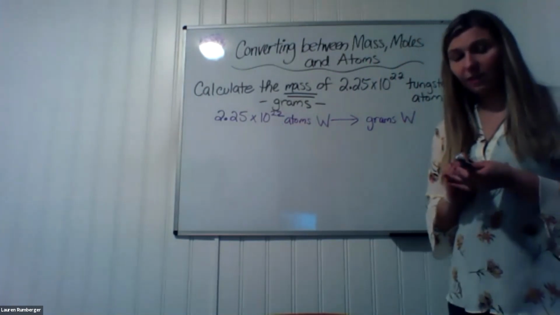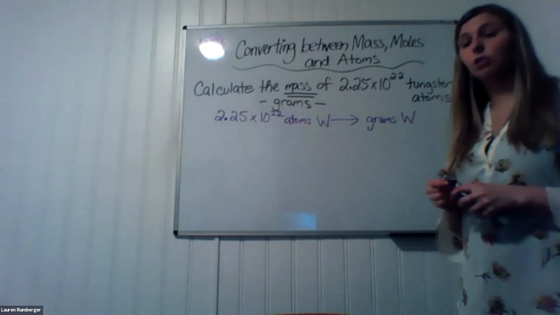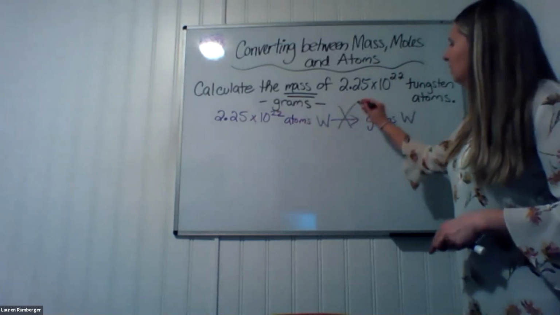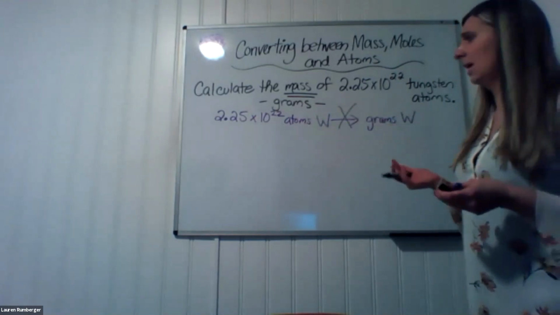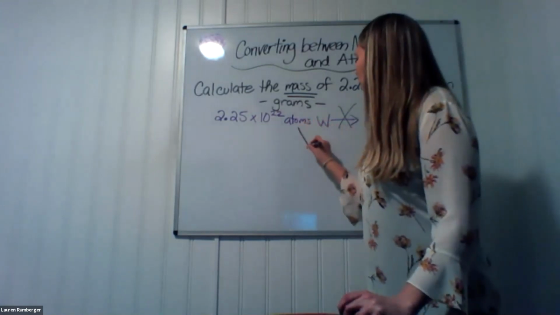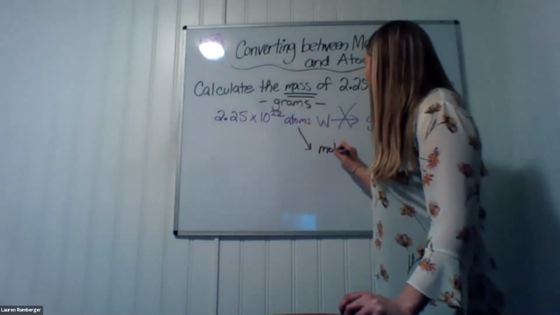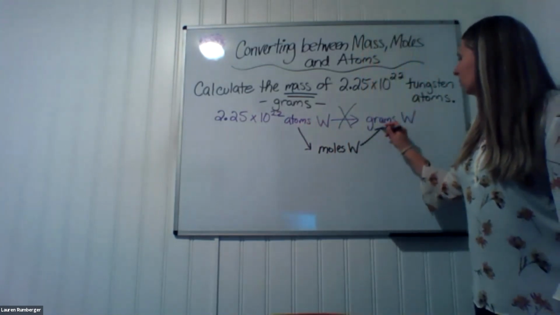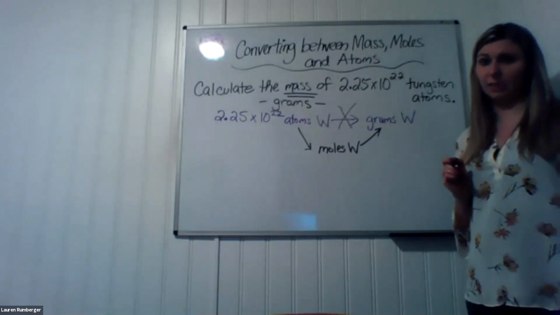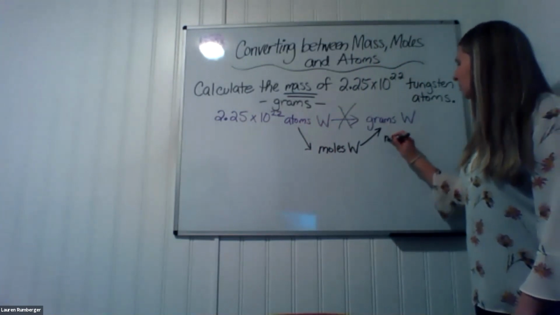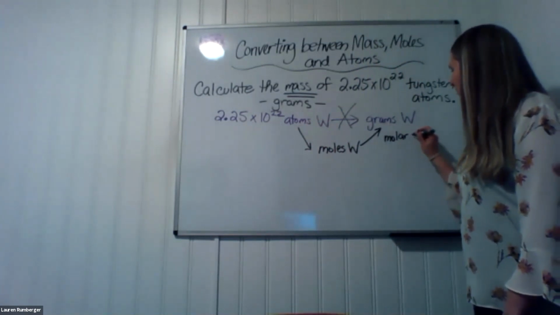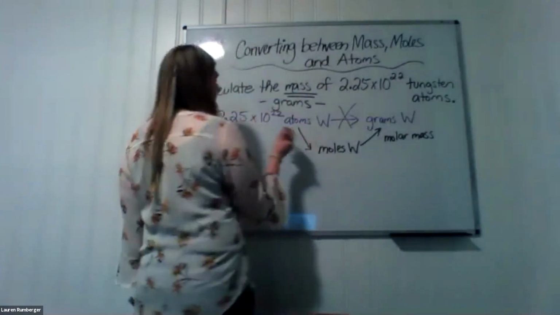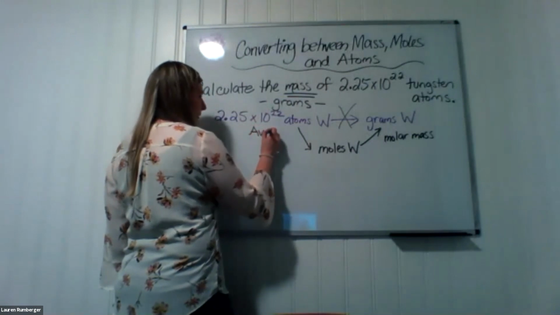Just like in the previous problem, we do not have a direct conversion from atoms to grams. This has to be done in multiple steps. We must first convert to moles of tungsten and then convert to grams of tungsten using the molar mass of tungsten. And over here, remember, we're using Avogadro's number.